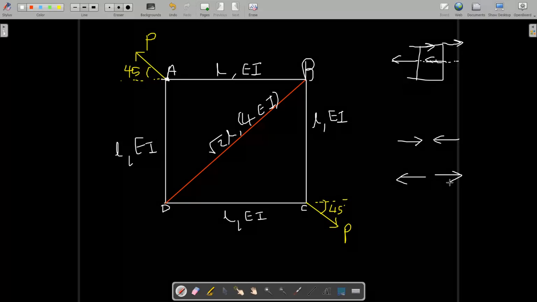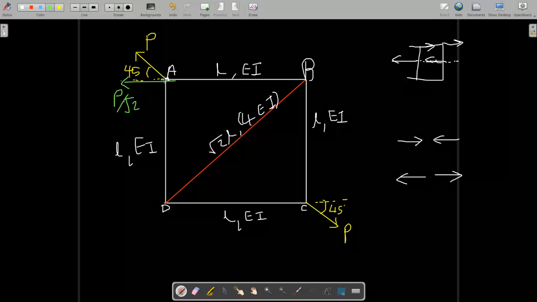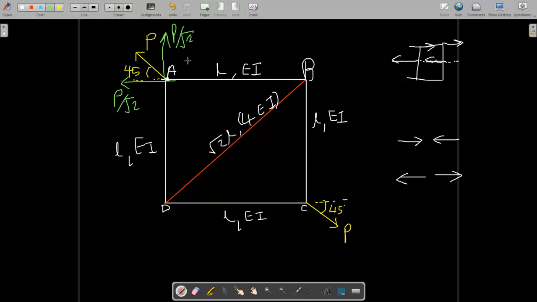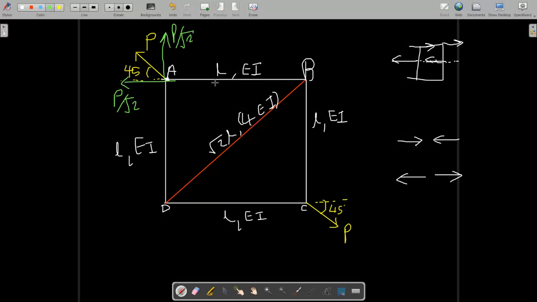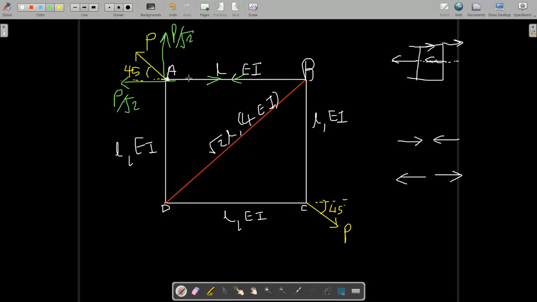Here, as you can see, the P force is acting at 45 degrees. So there are two components of the force: the horizontal component P cos 45, that means P upon root 2, and the vertical component P sin 45, which is also P by root 2. So here P root 2 force is acting along the line of action of AB. Here it produces an internal resultant force to balance this condition, because for the truss it is given that there is no deformation.